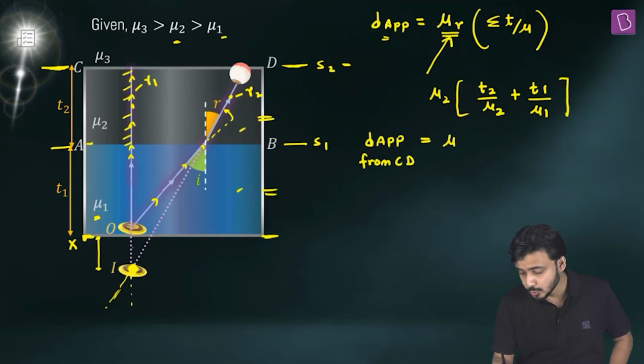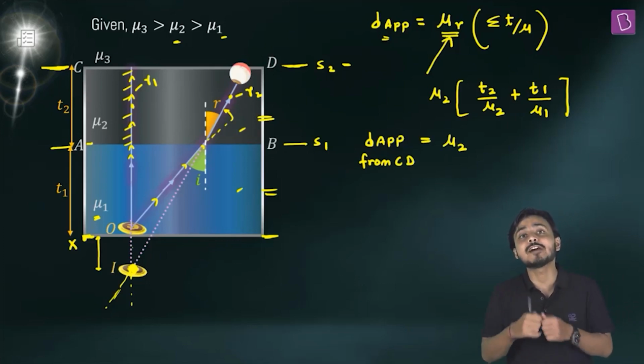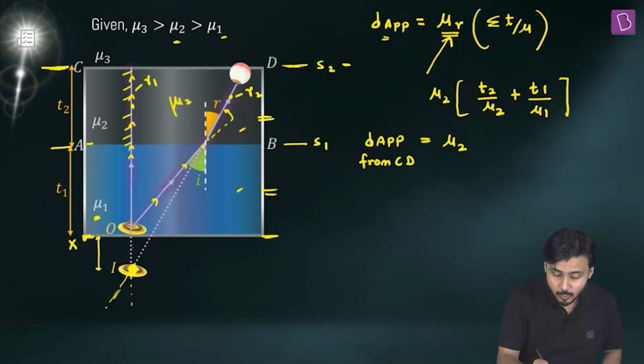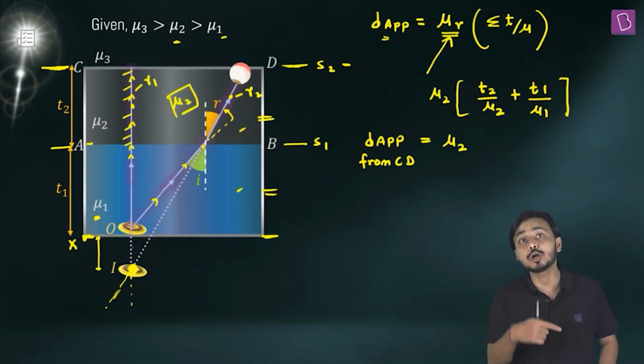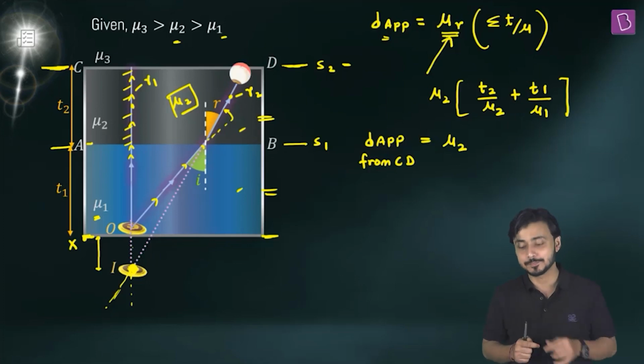It will be mu2. Do you understand why mu2? Mu r is mu2. Mu r is the refractive index of the medium where the final refracted rays are present. For our purpose, the final refracted rays are in mu2. They are not going into mu3. Why are they not going into mu3? Because the observer itself is in mu2. So it is capturing the refracted rays before the second refraction, right?